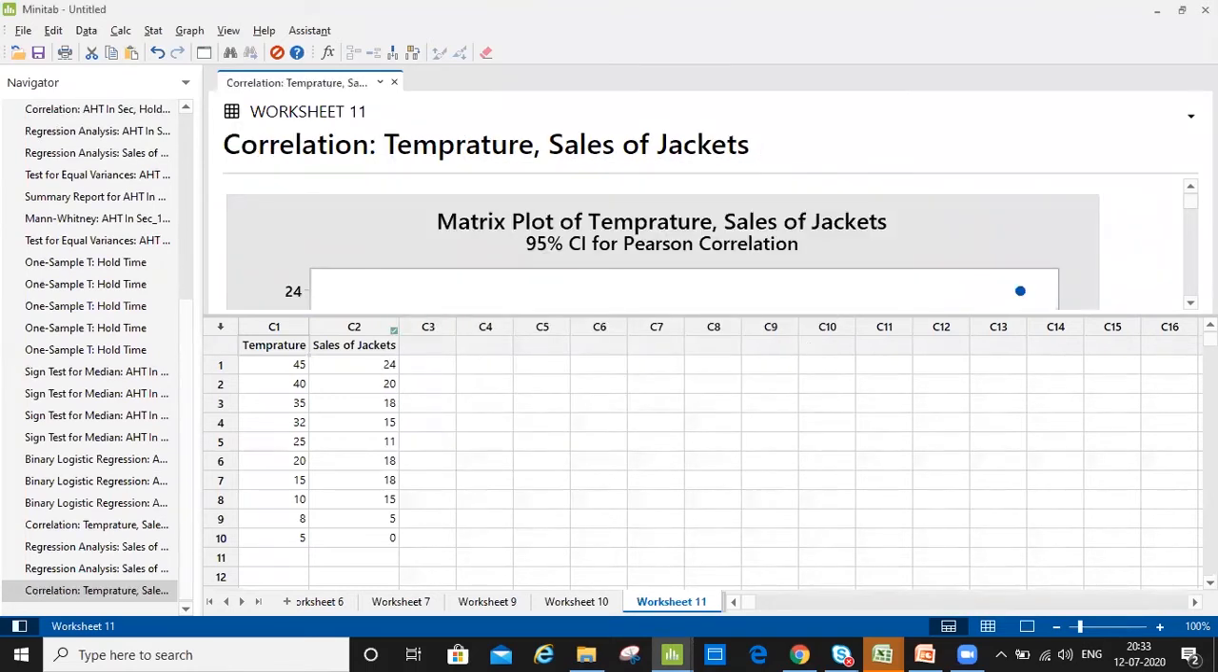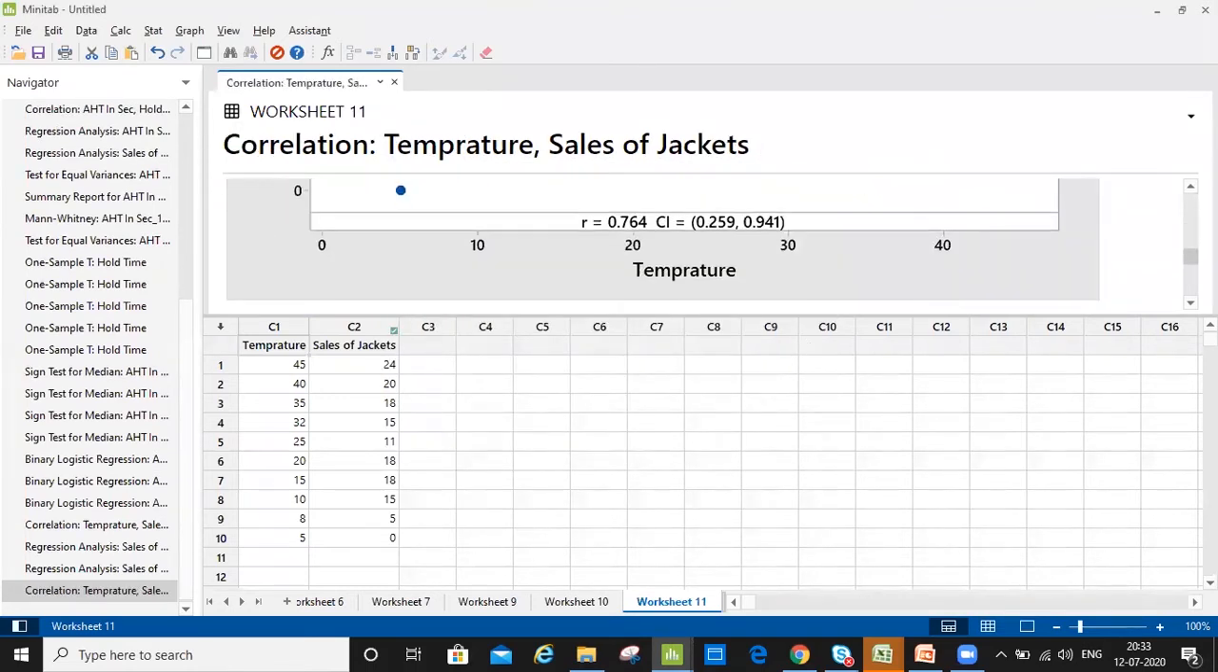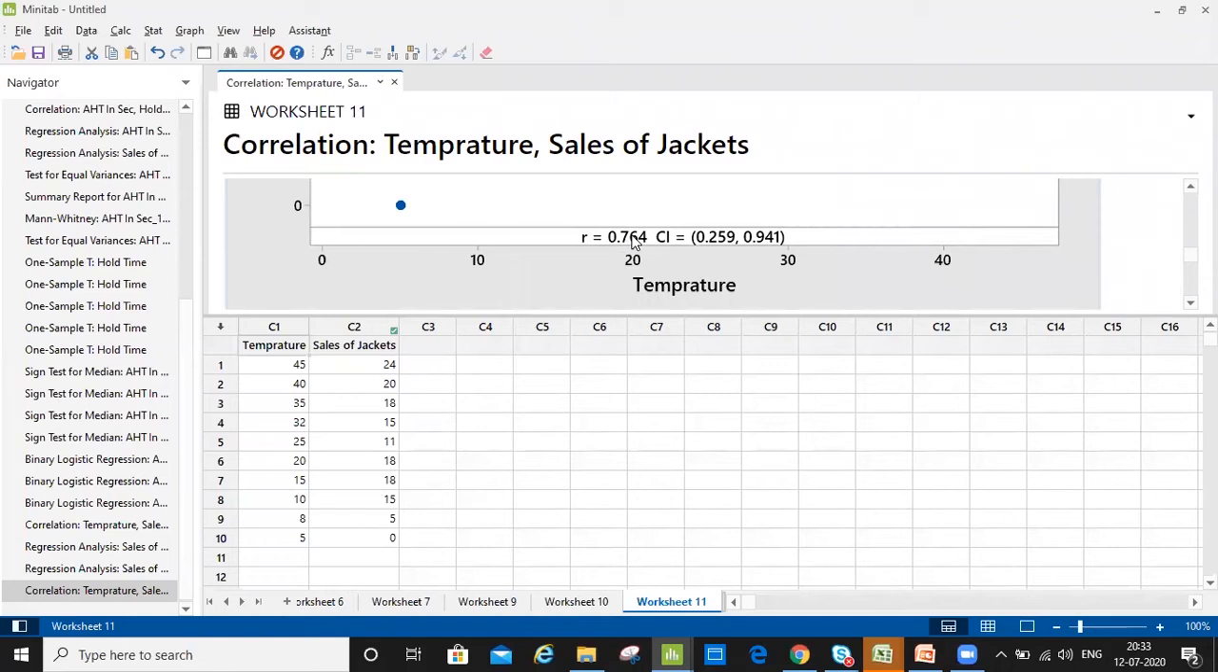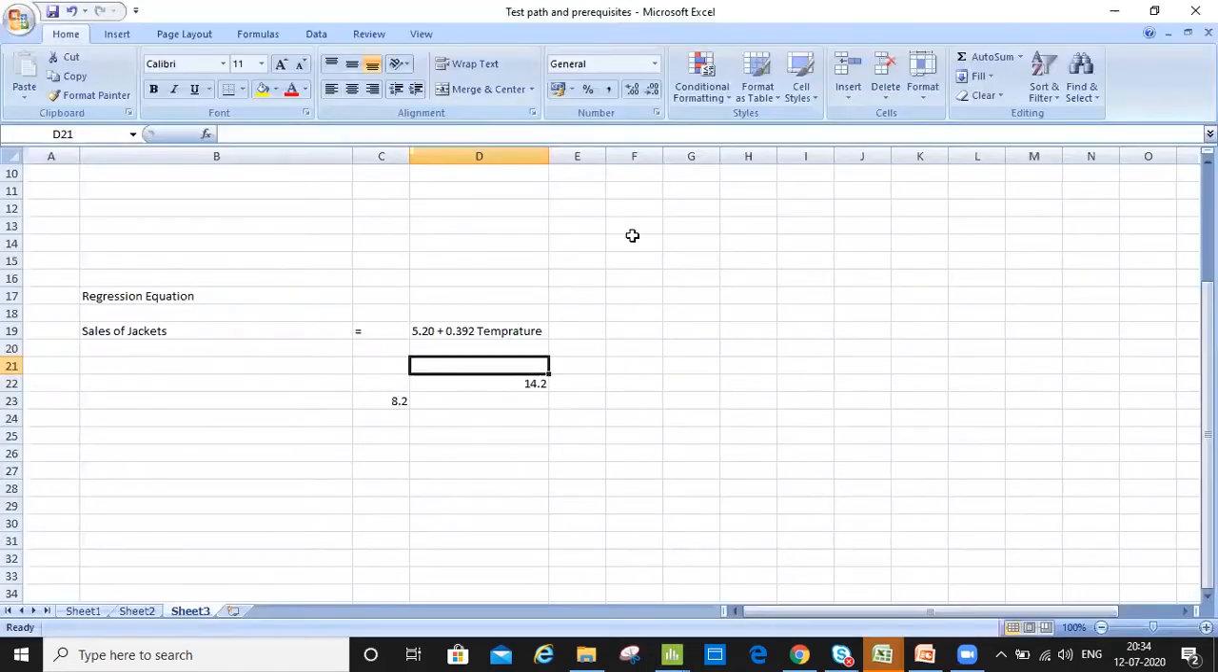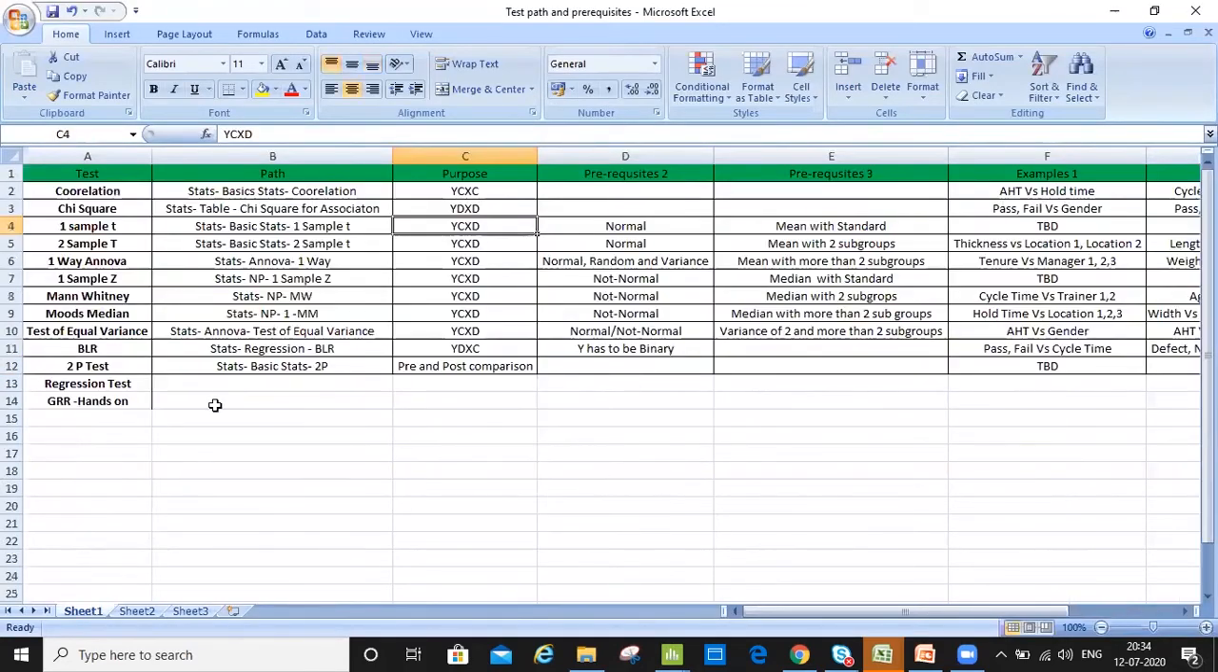Yes, it was positive. You see, it is highly positive. That's the reason it has increased. So that's why first look at the correlation and then go for regression. If in correlation you see there is no relation, then there is no reason for going for a regression test. Okay. So hope you have understood the difference between correlation and regression.